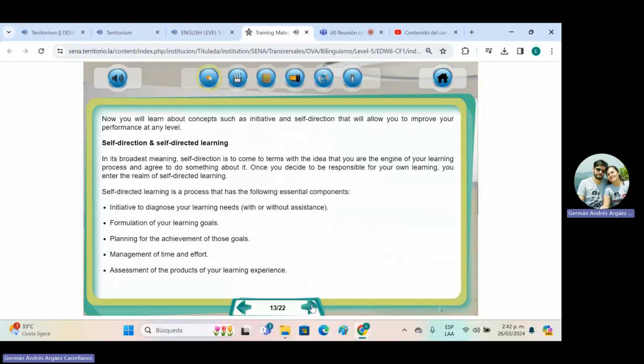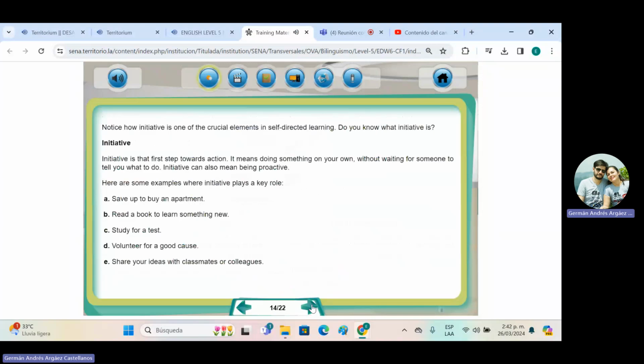Initiative to diagnose your learning needs, with or without assistance. Formulation of your learning goals. Planning for the achievement of those goals. Management of time and effort. Assessment of the products of your learning experience.